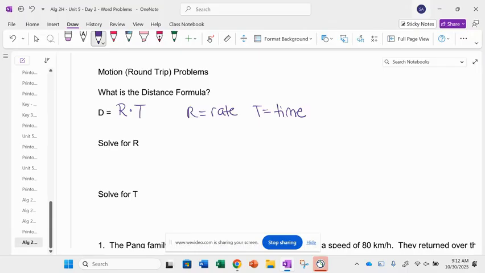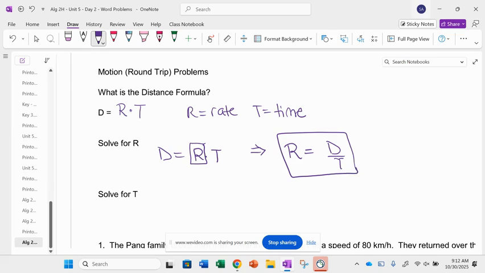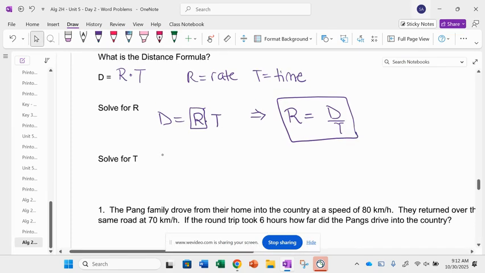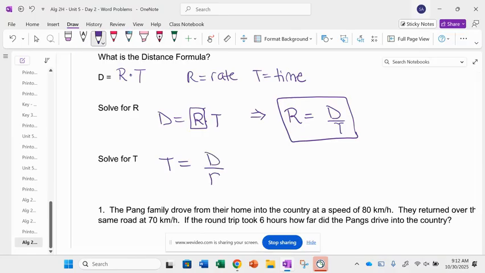So now if we were going to take D equals R times T and solve for R, what would R equal? You got it. R would equal D over T. And if we were to solve for T, we'd get T equals D over R.